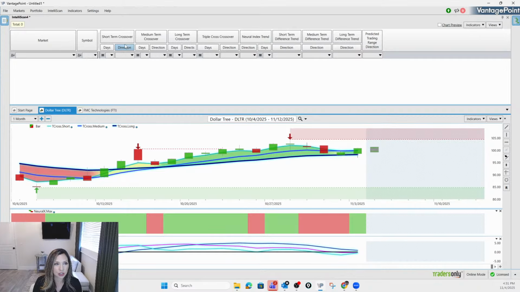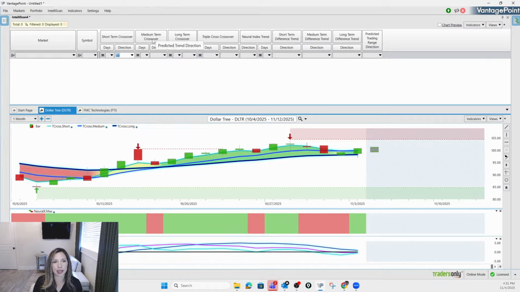with the predictive indicators. So short-term crossover, we've looked at that, right? We've said, all right, give me a short-term crossover that is going up. I'm just going to put up in the direction. It's really that simple. If you don't want to type it like I just did, you can literally just hit the drop down, all right? And it'll say, give me up, okay? Now, the medium-term crossover, we can leave that open for now.